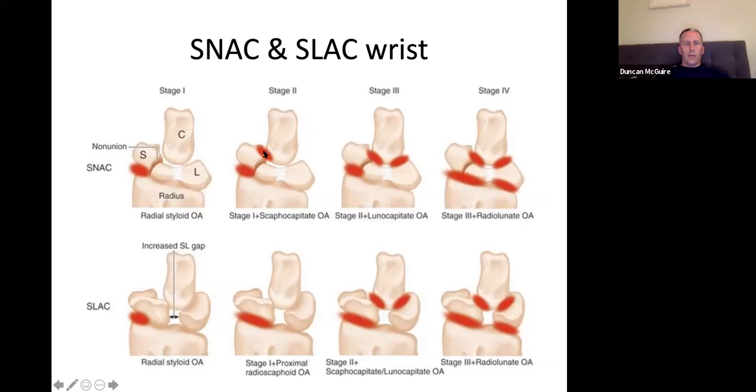In SNAC wrist, it develops between the distal scaphoid and the radial edge of the capitate head, whereas in SLAC wrist, the arthritis spreads to the whole of the scaphoid fossa. In stage 3, it becomes a bit more similar. This is where the whole of the capitate head gets involved in SNAC wrist, and then in SLAC, the capitate head tends to migrate proximally and becomes arthritic. Stage 4 is the same in both, where it's basically pan-carpal arthritis. The whole of the midcarpal joint and the whole of the radial carpal joint are involved.